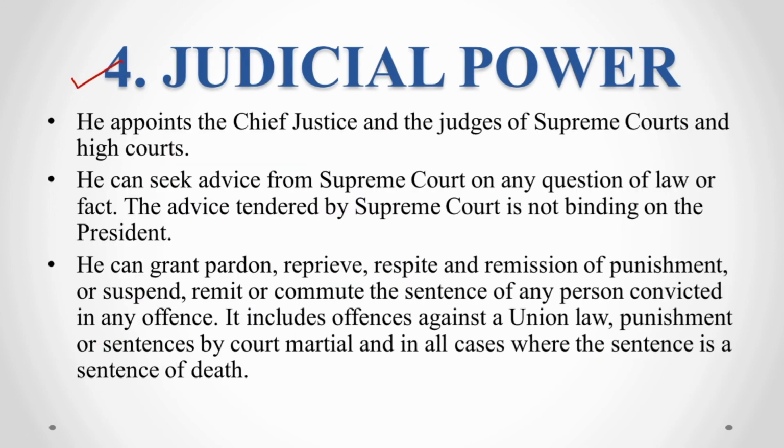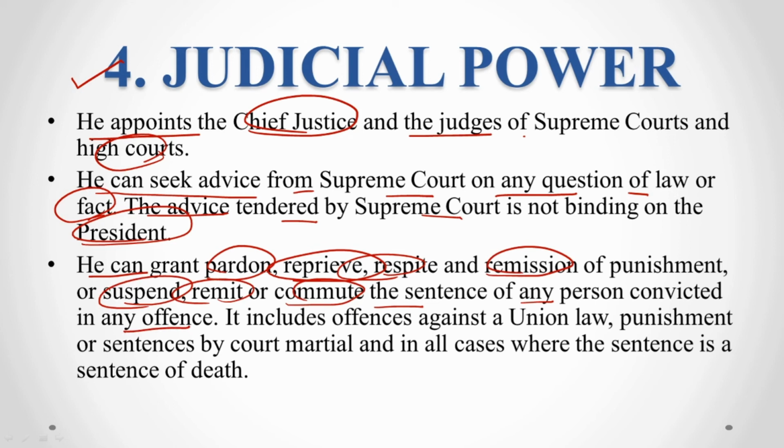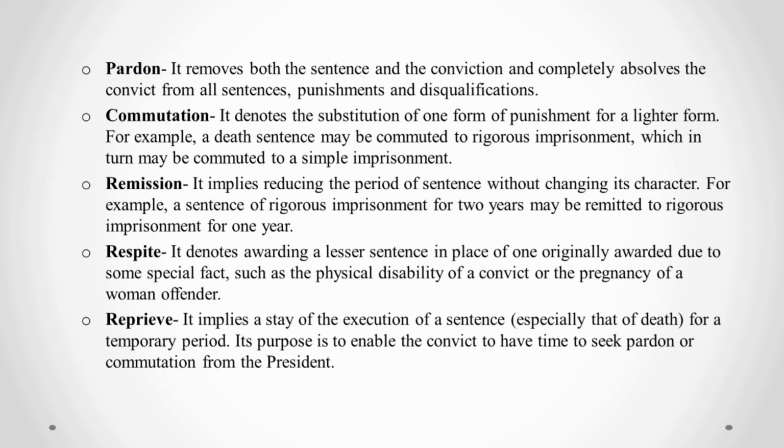Coming to judicial power, he appoints the Chief Justice and the judges of Supreme Court and High Courts. He can seek advice from the Supreme Court on any question of law or fact. However, the advice tendered by the Supreme Court is not binding on the President. He can grant pardon, reprieve, respite and remission of punishment or suspend, remit or commute the sentence of any person convicted of any offence. This includes offences against union law, punishment or sentence by court-martial, and all cases where the sentence is a sentence of death. So what is pardon?